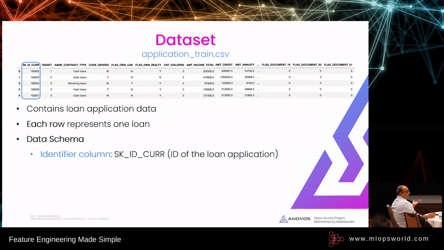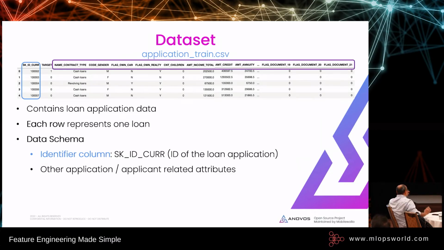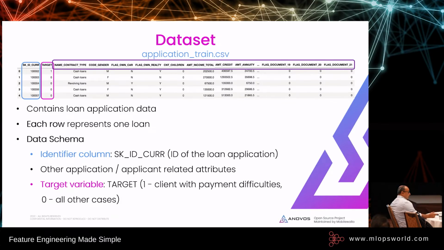You can think of this table as having 3 classes of attributes. The first is an application ID, the loan application ID. The second is a group of descriptor attributes, right, that describe characteristics of the loan and the applicant. And the third is a target variable.